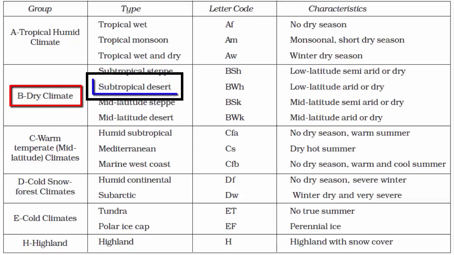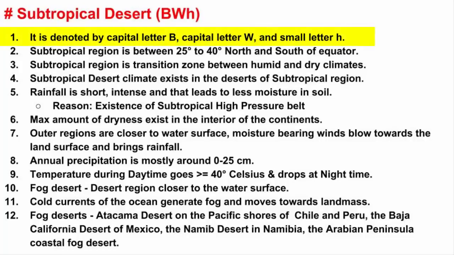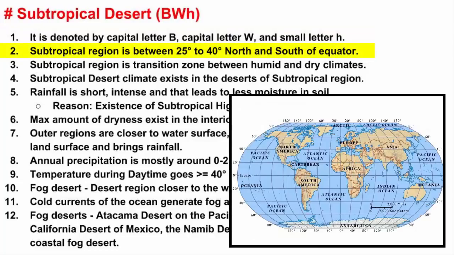In this video, we will learn about subtropical desert climate. It is denoted by capital letter B, then capital letter W and small letter h. Capital letter B denotes the entire group, which is the dry climate. And capital letter W stands for desert. And then small letter h denotes subtropical desert. And subtropical region is between 25 to 40 degrees north and south of the equator.